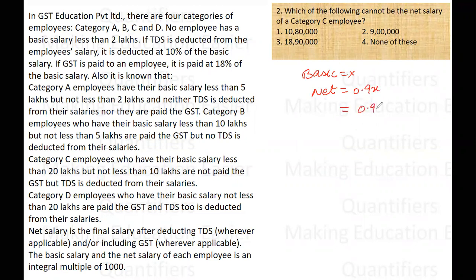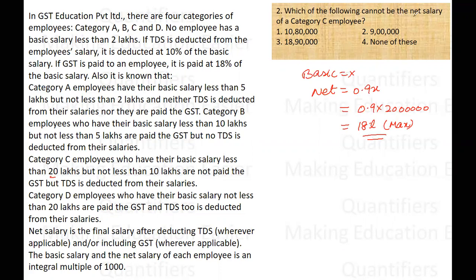Now, if I take the maximum salary of this category, which is 20 lakh, in fact, it is less than 20 lakh, it can be at most 19 lakh 99,999, but that is just 1 rupee less than that. So just for the sake of calculations, I take it like 20 lakh. Now, if I take this, it will come out to be 18 lakh, right? So this is the maximum net salary of the employees of this category, 18 lakh.